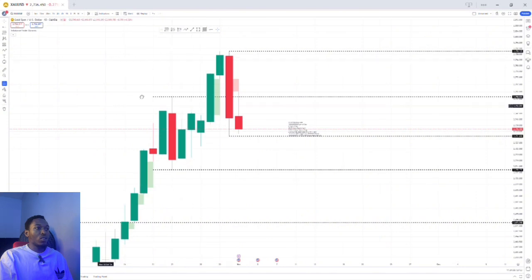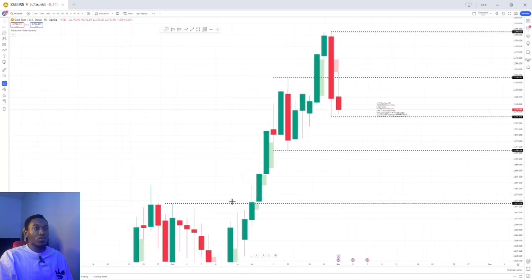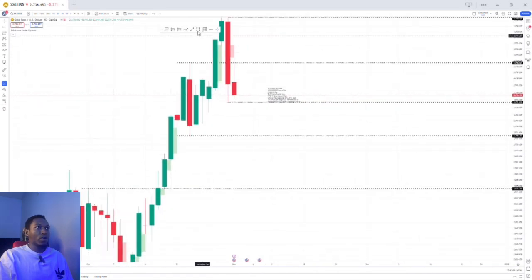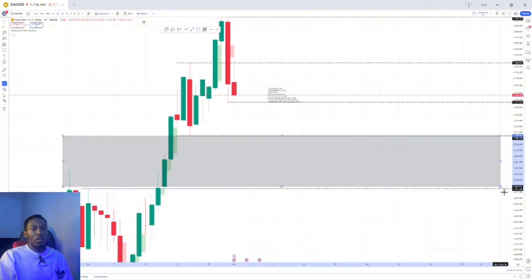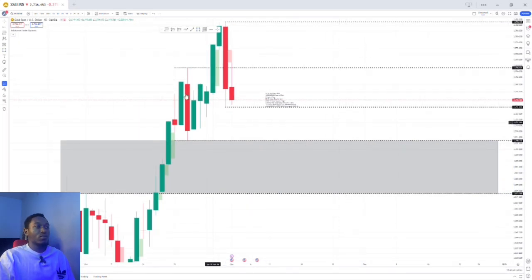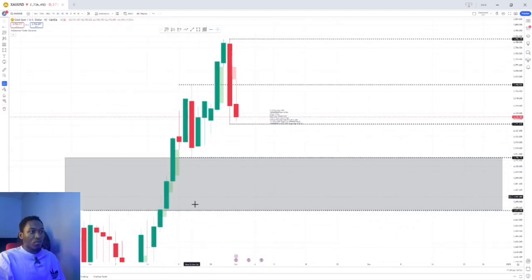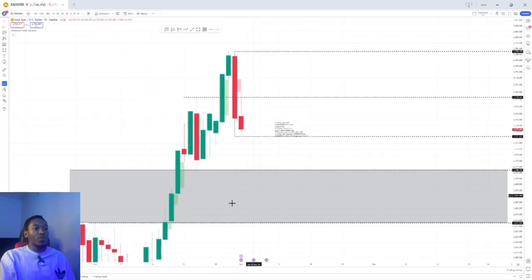So let me quickly differentiate this so you get to understand what I'm saying a little bit. I will quickly mark out the fair value gap area for the weekly range. So this is the fair value gap area for the weekly range. Okay, let's mark it out. So we're expecting price to have a little order here before retracing upward.